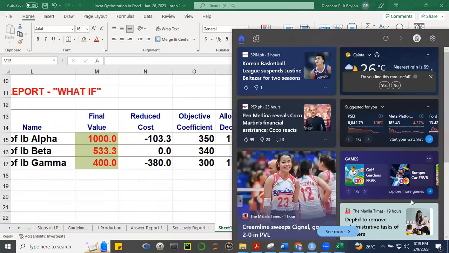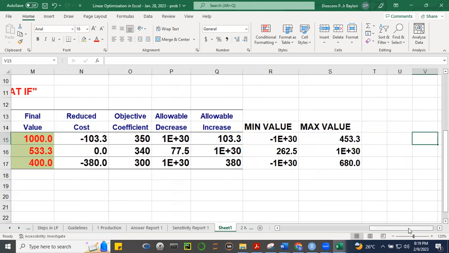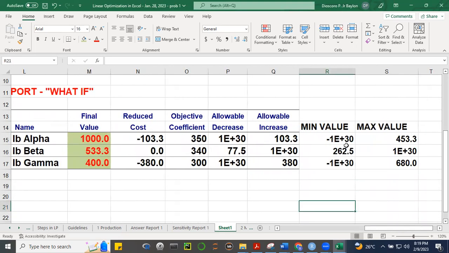Ibig sabihin ba niyan kahit na negative na yung contribution margin ni alpha, ganito pa rin yung i-produce? That's precisely the question here. Okay? So what does this mean? Ang ibig sabihin nito, class, you can change the objective coefficient. No? You can reduce it to a negative value. Okay? Negative value. Ito kasi minimum value nito, negative siya. You can reduce it to a negative value. Okay?